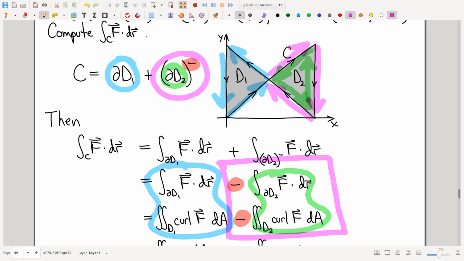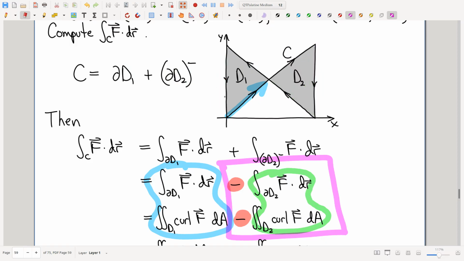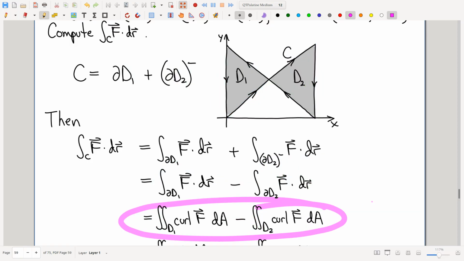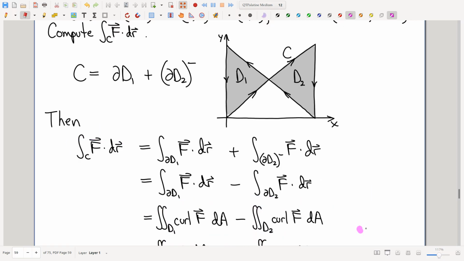What do you think? Everybody happy with that? All right. Okay, now let's try to figure out, did this help us? I mean, is this any easier than this was in the first place? And I think it is. I think this is easier. And the reason why it's easier is because of how the curl computation works out.